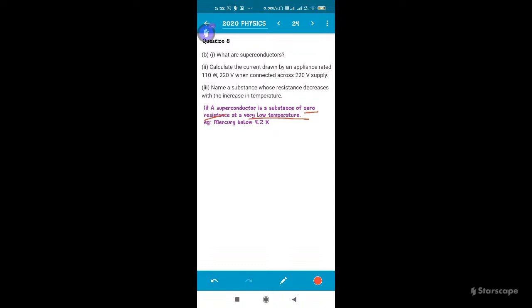Okay. So now your next question is a numerical from the chapter electricity. So you have to calculate the current drawn by an appliance rated 110 watt and 220 volt when it is connected across the 220 volt supply. A very easy direct question. So you know one thing, P is equal to VI. So we have been given the value of P, which is 110 watt, and the value of V is also given to you, voltage, it is 220 volts. So you have to find the value of I.